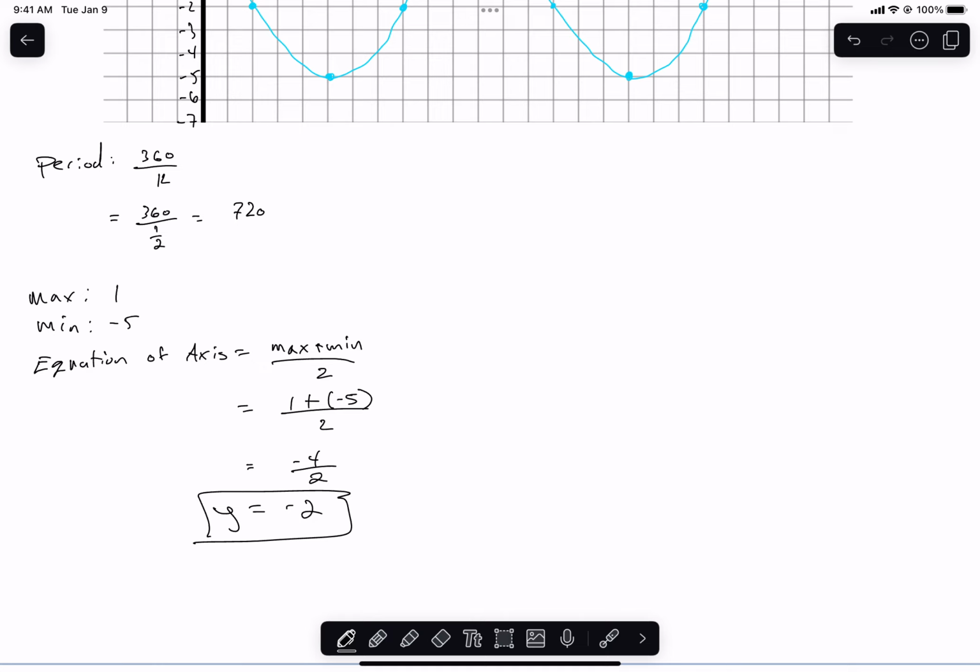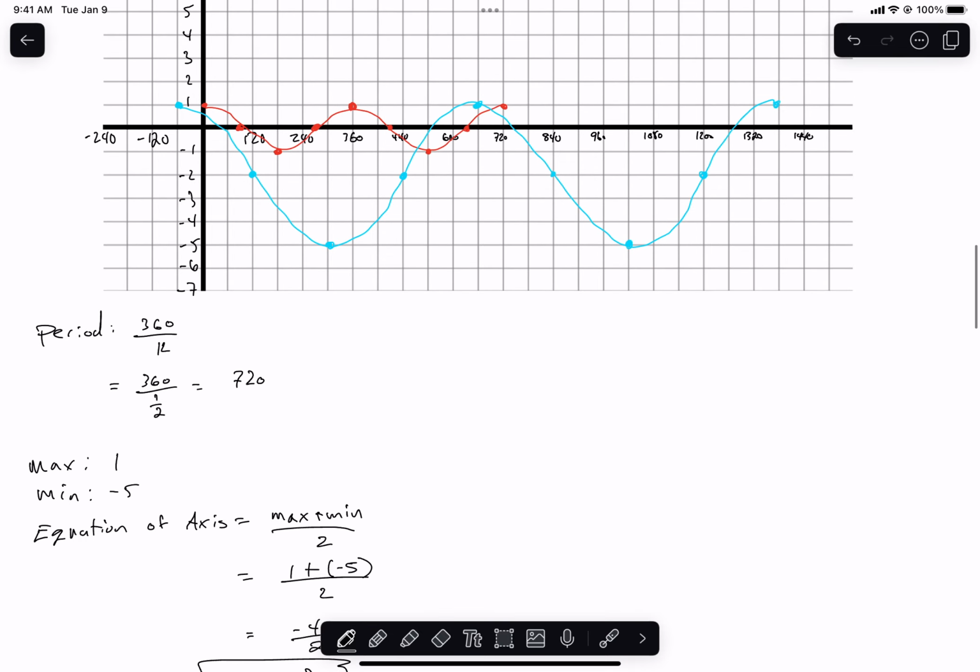You know the original amplitude is 1, and then you stretch or compress it by some amount. In this question, it was what? It was still 3. The amplitude should be 3, yes. So the amplitude we can find by going the max minus the min divided by 2. 1 minus -5 divided by 2 is 3.